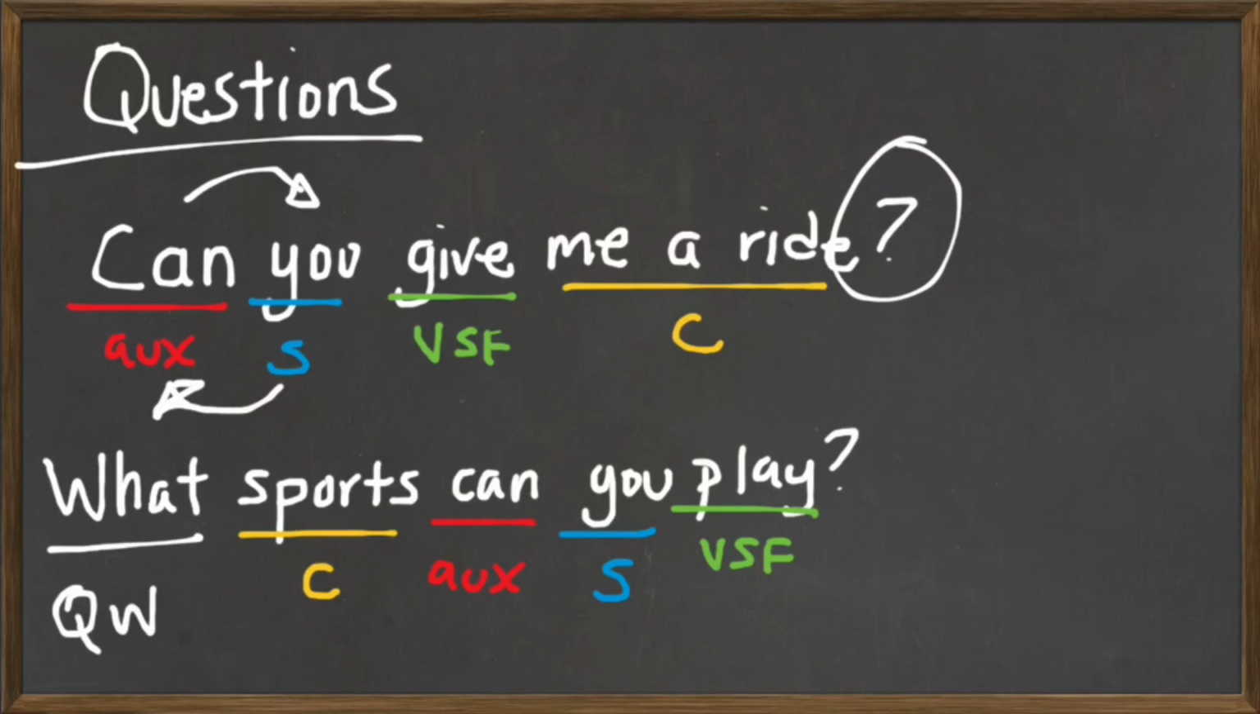The elements are auxiliary, subject, verb in simple form. If a question word is necessary, we have a question word. In this case, we have part of the complement because it's necessary here. Then we have the auxiliary, the subject, and the verb in simple form.